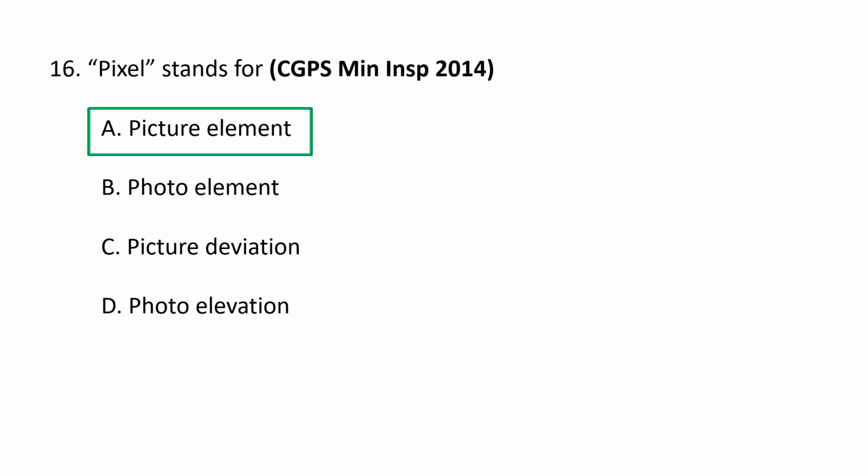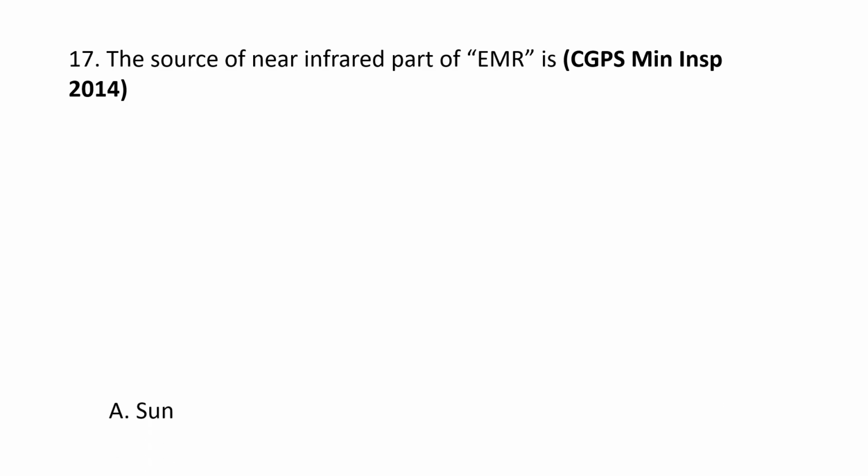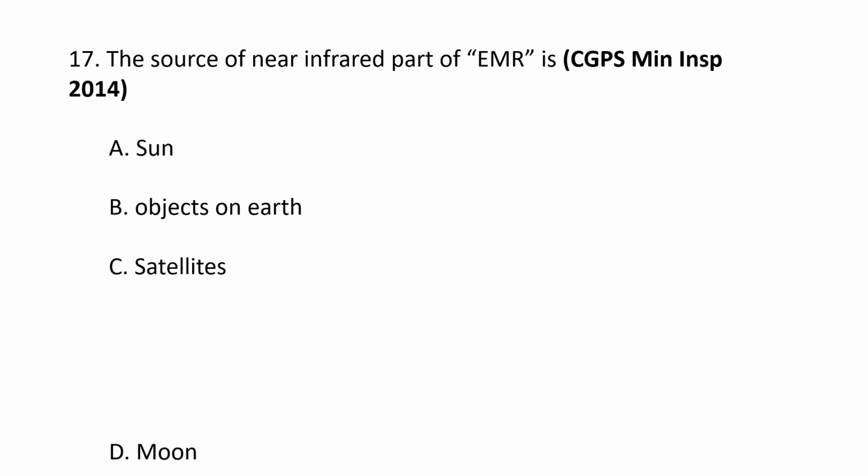It refers to the smallest unit of information in a digital image, essentially a tiny dot that contributes to the overall picture on a screen when combined with other pixels. The more pixels, that means the higher the resolution of the image. So pixel stands for A. Picture element. Next question. The source of near infrared part of EMR is A.